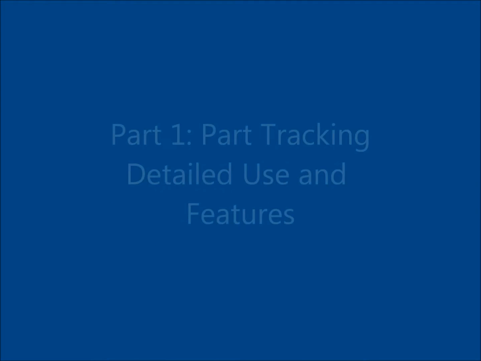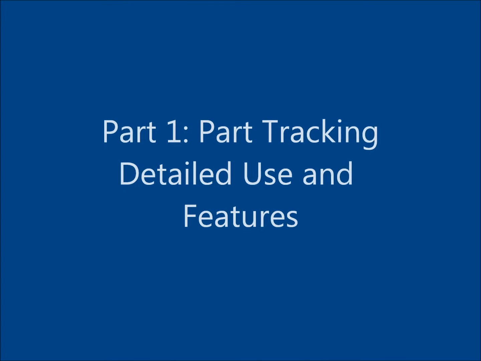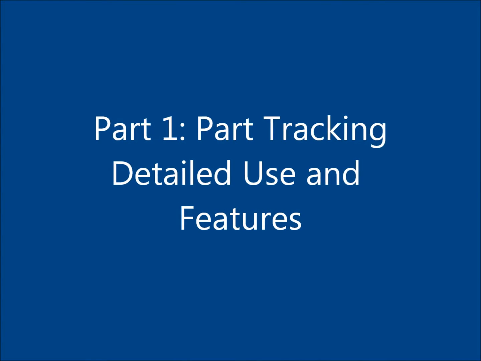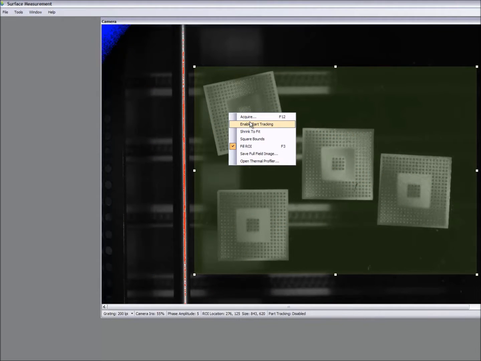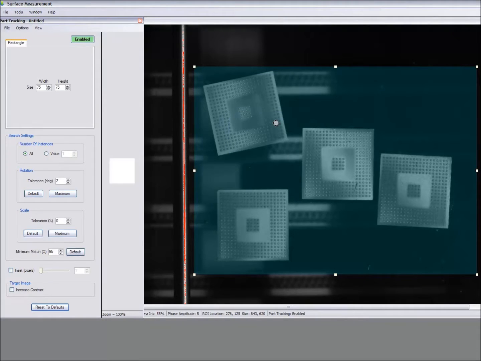You should already have a good concept of a typical test using part tracking, so let's look at all the added features in part tracking more closely. Part tracking can be enabled in a few different ways. This includes enabling part tracking directly from the camera window context menu. When this is done, the part tracking window appears and we have entered part tracking mode, as indicated by the now blue search area. The enable button is also blue and reads Enabled. This can be toggled on and off to enter and exit part tracking mode.